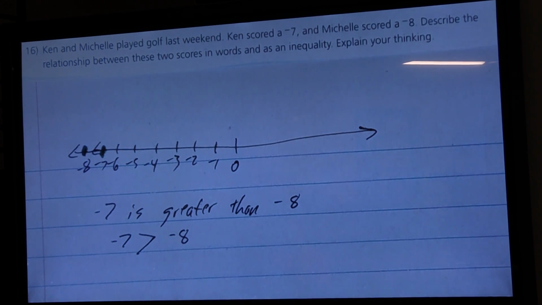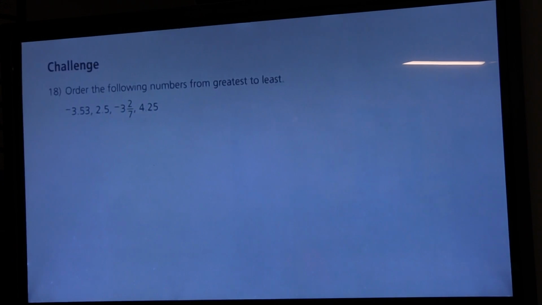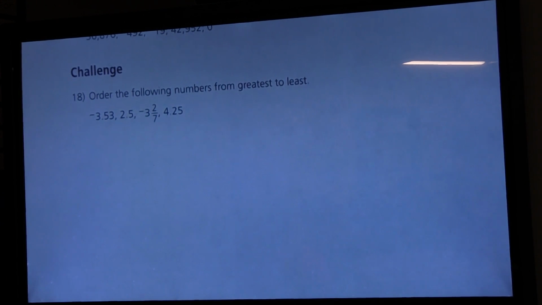Another item that my students had a lot of trouble with was number 18, the challenge item. It says in the problem, order the following numbers from greatest to least. One of the things I'm going to do is convert all of those values to the same type of number. Out of the 4 numbers, 3 of them are decimals. Only one is a mixed number. So I'm going to convert that mixed number into a decimal as well.